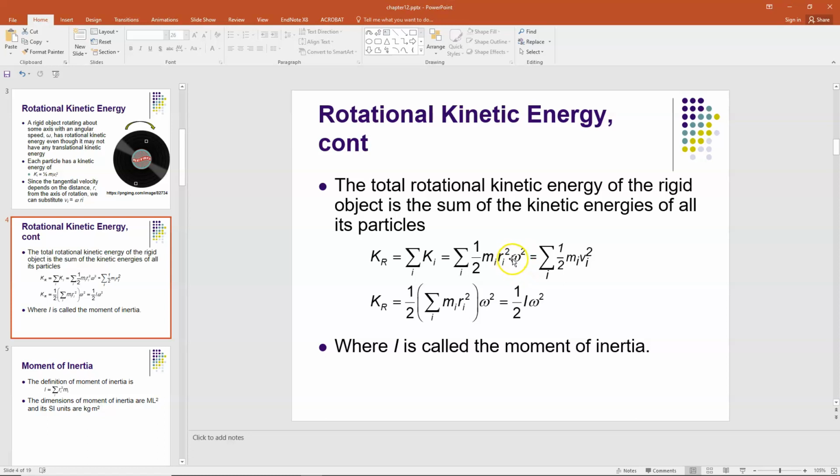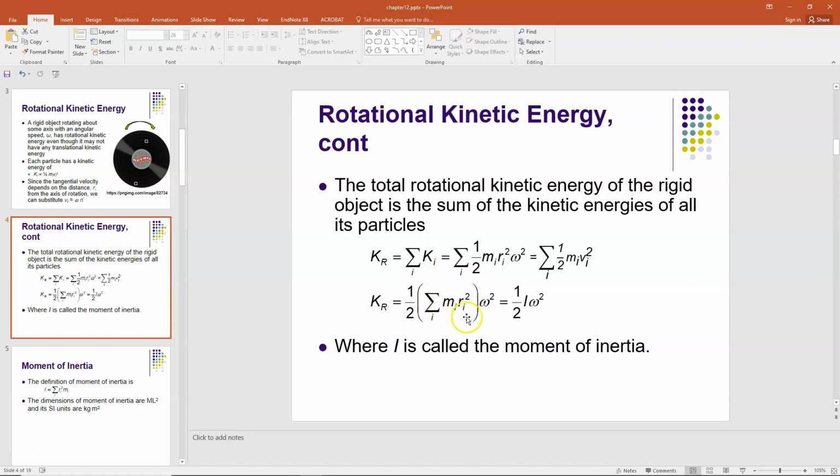Now, what we can do is, omega is a constant. It doesn't change depending upon how far it is from the rotation axis or anything like that. So we can pull it out of the summation. And the 1/2, that would also pull out of the summation as it's a constant. And so we could pull the 1/2 and the omega squared out, and that would leave us with the things that do change, right? And that would be the sum over i of m_i r_i squared.